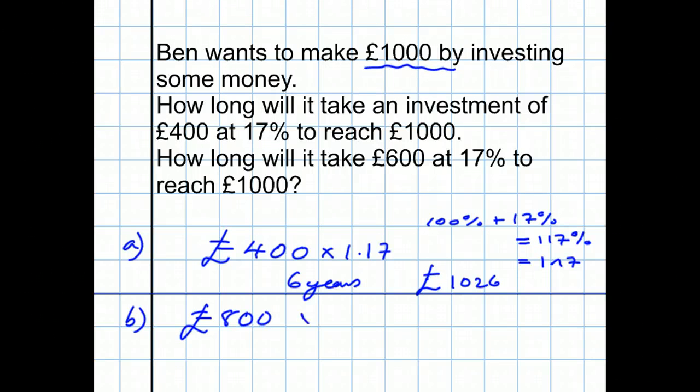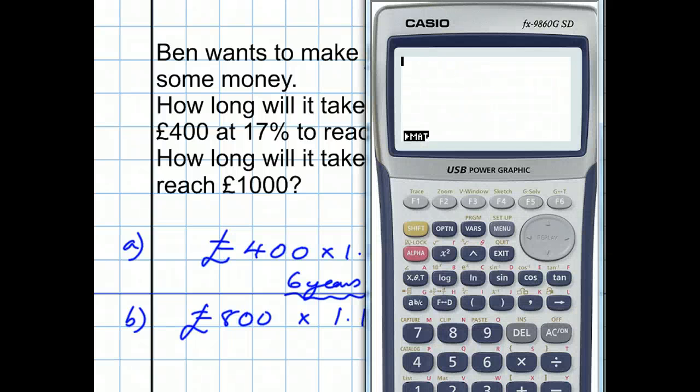£800. Well, we've got our multiplier, 1.17, but we don't know what power to raise it to. Now, if 6 years enabled us to exceed £1,000, with £800 it's going to be less time, isn't it? It's probably going to be about half as much. So let's go for 3 as our first length of time. So we do 800 times 1.17 to the power 3. Oh, that exceeded it by quite a large amount. So let's try 2. Maybe 2 years would have been enough. So we do £800 times 1.17 to the power 2, and there it is.